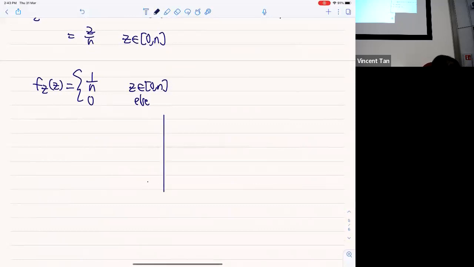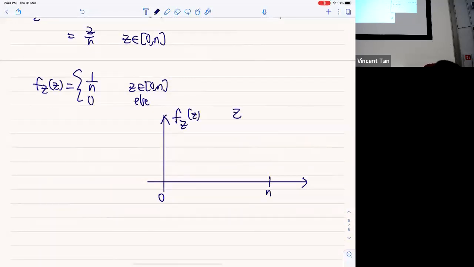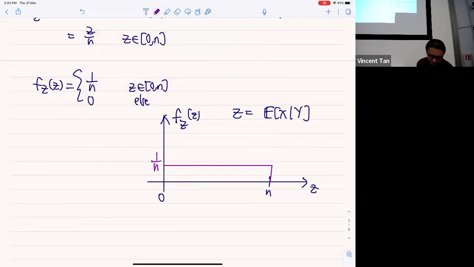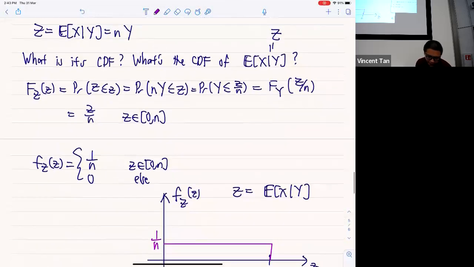I know there are many concepts. So here is n, here is 0. That is the PDF of the conditional expectation. Z is the conditional expectation of x given Y. And it looks like this. It's flat. And because it is induced by Y, which is flat. Okay?